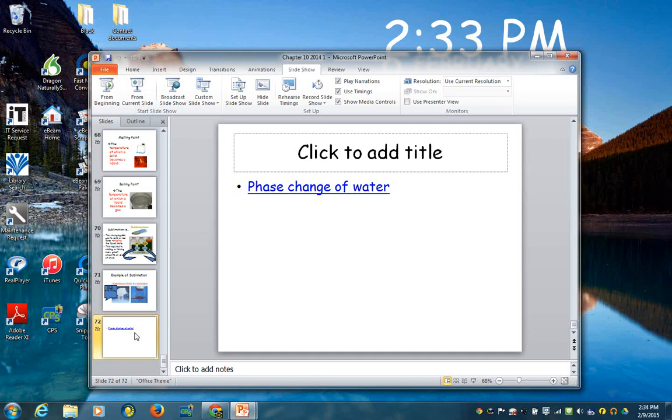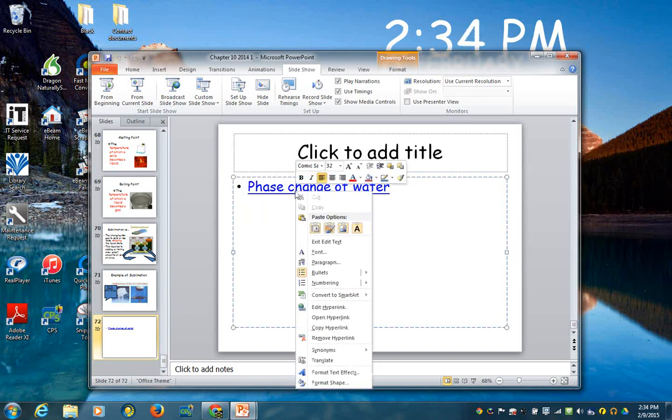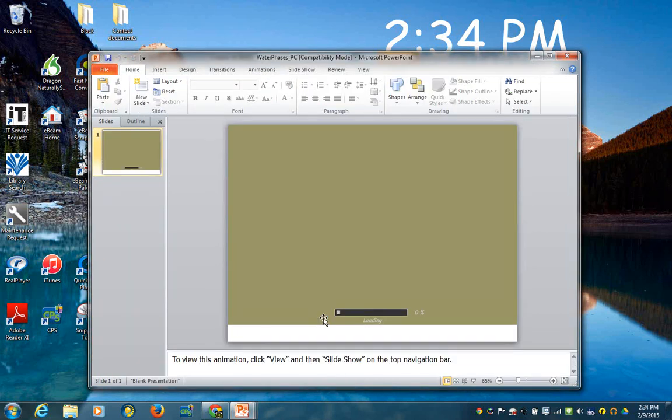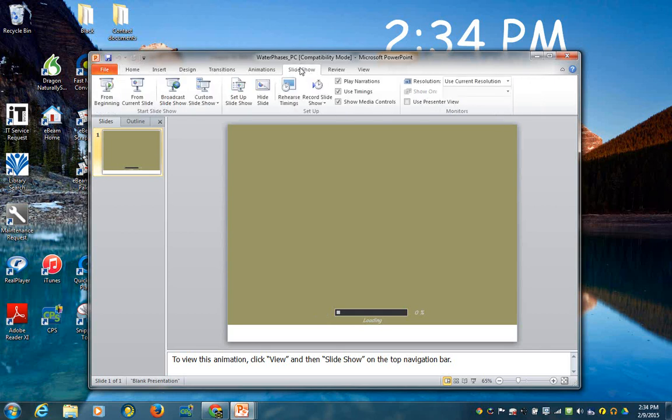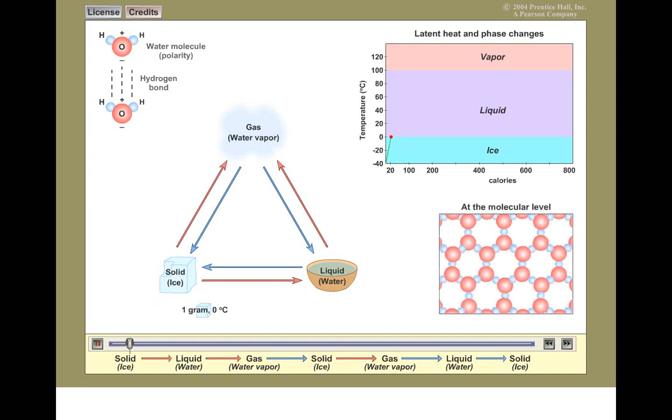Let's see if we can do this one here. So this diagram is going to show us water changing its state. Let's watch. Notice it starts at the solid and it's moving to a liquid state.